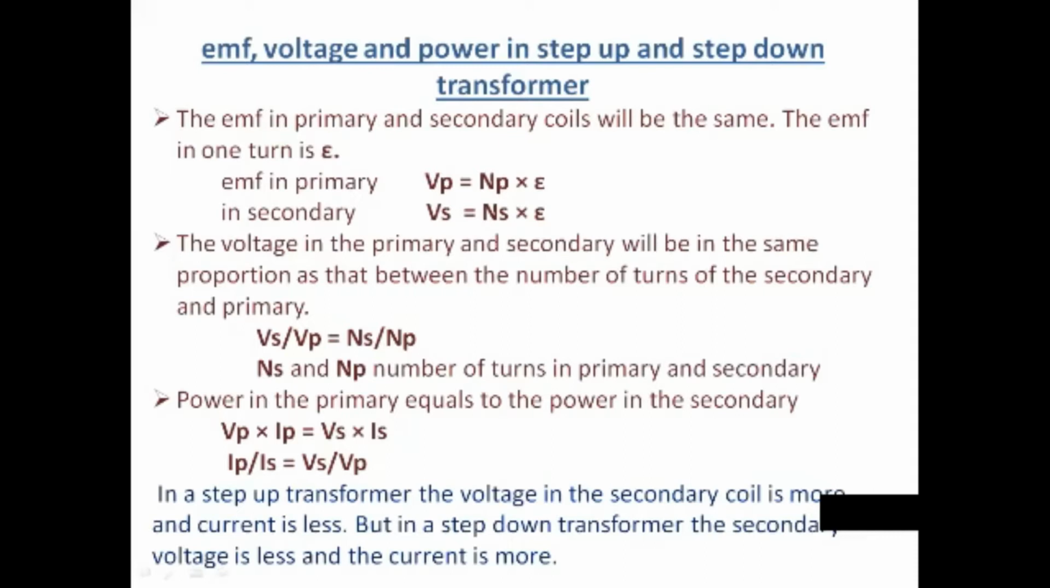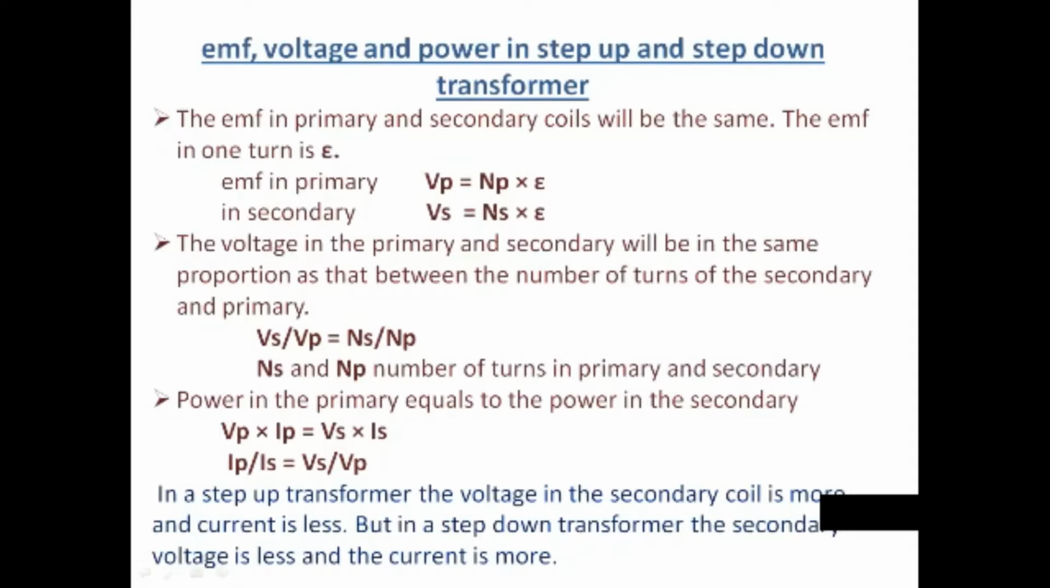So first we say that the EMF is the same, and in the second point the voltage is proportional in the primary and secondary. And from here we write that Vs by Vp is equal to Ns by Np. Ns and Np are the number of turns in the secondary and primary. We are saying this is the first point. And next we have to discuss it.